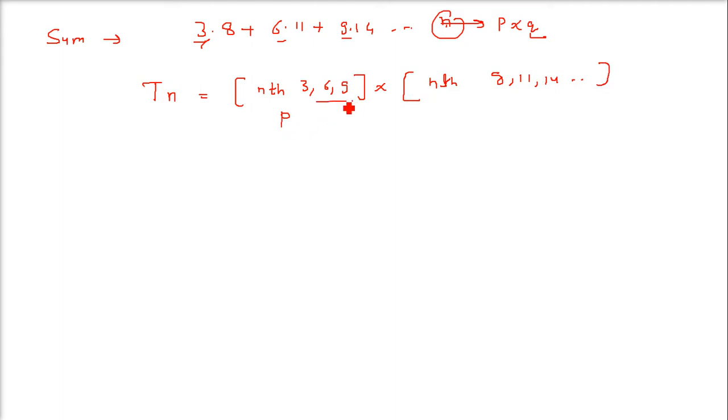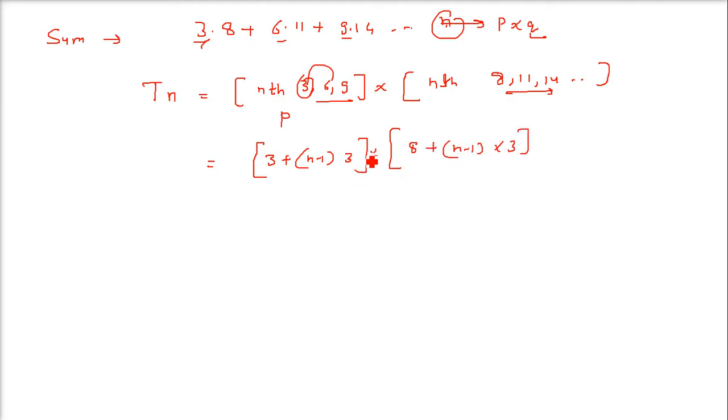Now this is an AP. So what is the nth term? A plus n minus 1 into D. What is A? 3 plus n minus 1 into D. What is D? 6 minus 3, 3. Multiplied by, what is A here? 8. This is again an AP. 8 plus n minus 1 into D. So what do you get when you multiply this? I'll just write the final one, 9n square plus 15n.